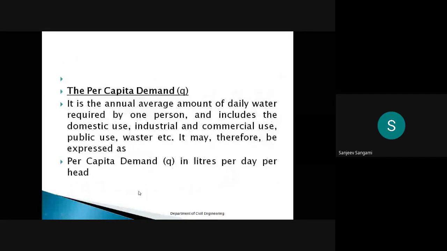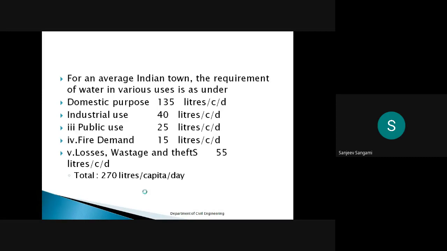So, we discussed the per capita demand also. The per capita demand is how much water is required for human beings per day. Normally, it is given by LPCD, that is liters per capita per day. So, capita stands for per person. That also we discussed.